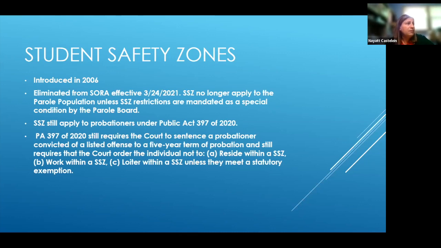And then PA 397 of 2020, like it said, just requires the court to sentence a probationer convicted of a listed offense to a 5-year term of probation, and still requires that the court orders the individual not to reside in the student safety zone, work in a student safety zone, or loiter in a student safety zone unless they meet the statutory exemption. But like I said, it has to be court ordered. We cannot enforce it otherwise. If you are just working with people who are on parole or people who are not on supervision at all, then student safety zones are no longer an issue for them.